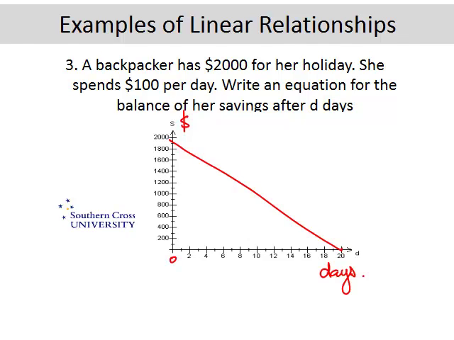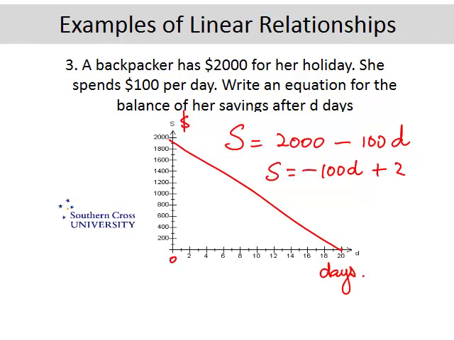So the equation, so the savings that she'll have will be 2,000, and this time the amount gets lower, so subtract, and it's $100 per day, so that's $100 times the number of days. And if we were to use the logic that we would like our variable first, it would be negative 100D plus 2,000.